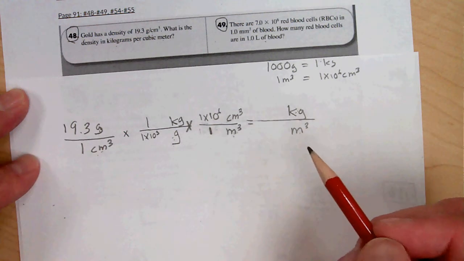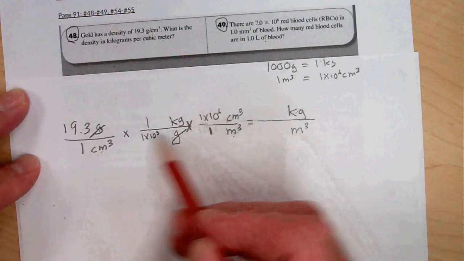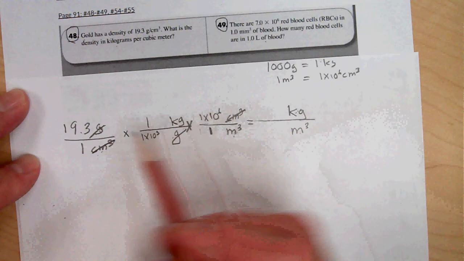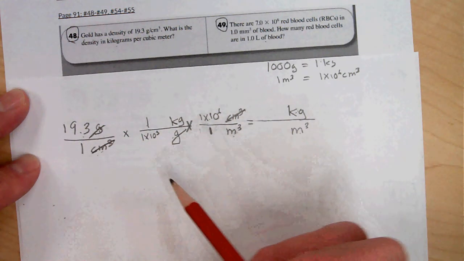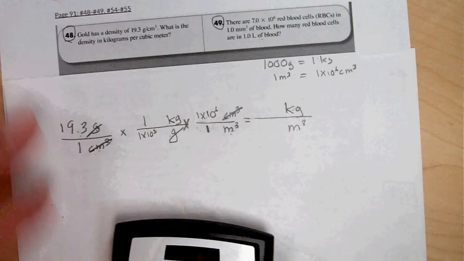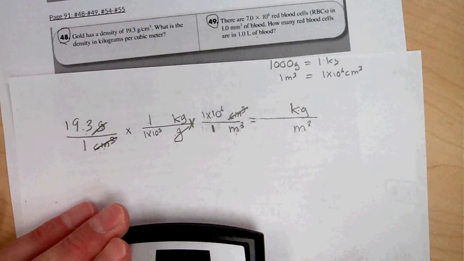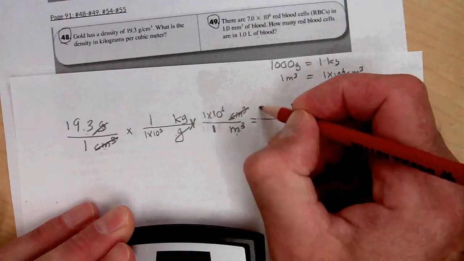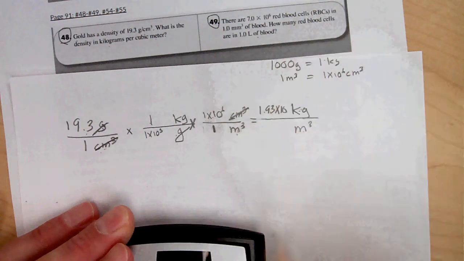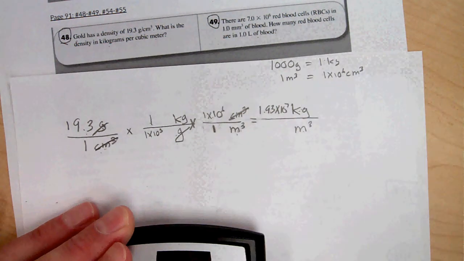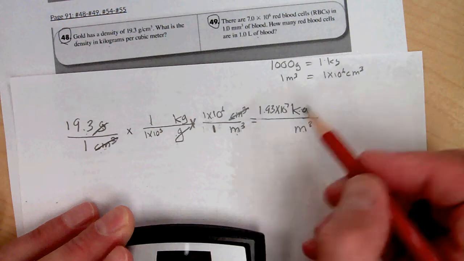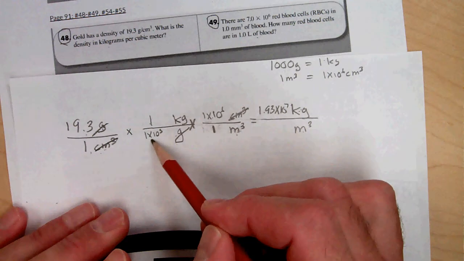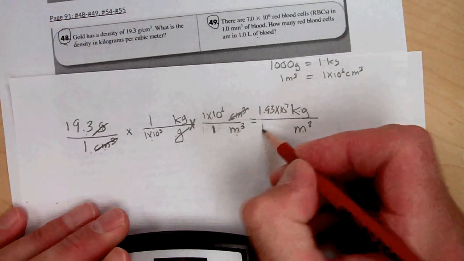Alright, so now I can see grams is going to cancel these grams. These cubic centimeters are going to cancel those cubic centimeters. So 19.3 times 1 times 1 times 10 to the 6th. I'm going to do all of those in a string, and I'm going to put my answer up at the top. 19.3 times 1 times 10 to the 6th power. This is going to be 1.93 times 10 to the 7th power. And then on the bottom I've got 1 times 10 to the 3rd times 1. So this is simply 1 times 10 to the 3rd power.